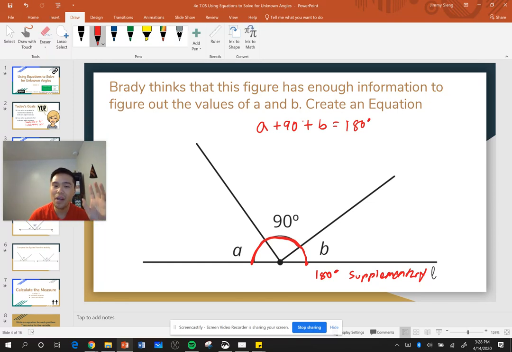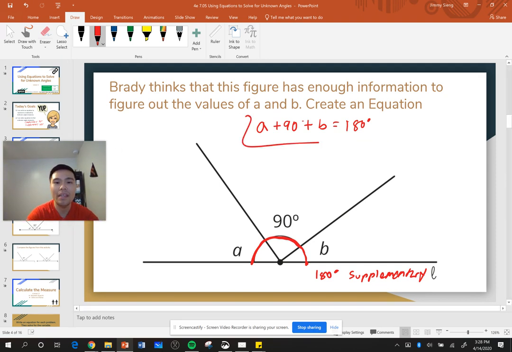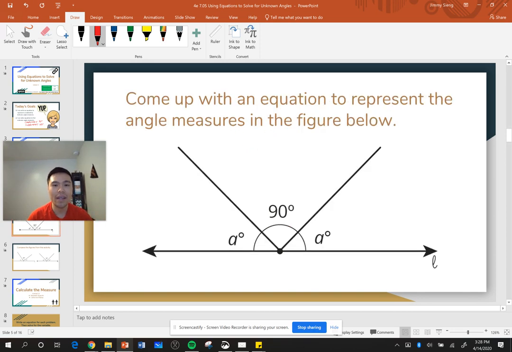We can't necessarily solve this because we don't know what A and B are, right? We don't have any examples shooting out from it. But that's just where we're going to leave it, okay? That's the equation I want you to have. Let's try the next one.